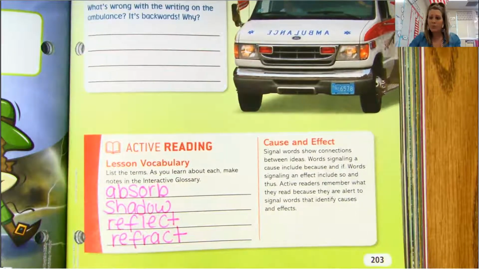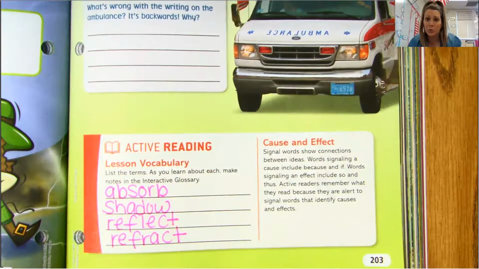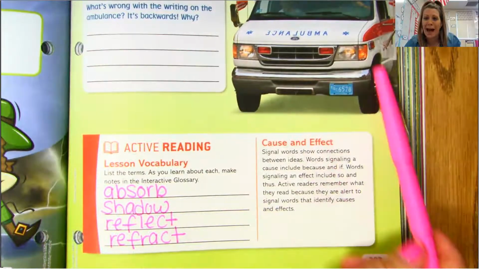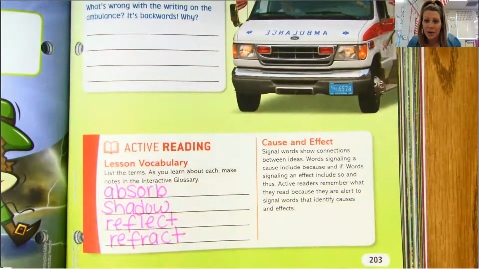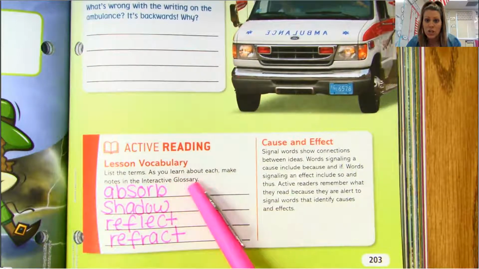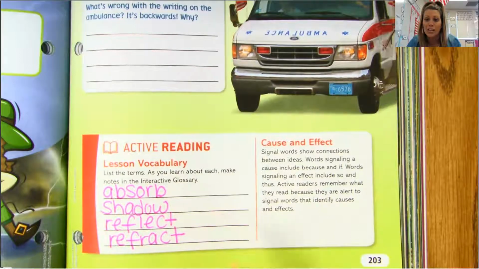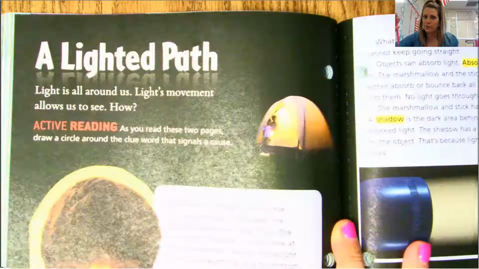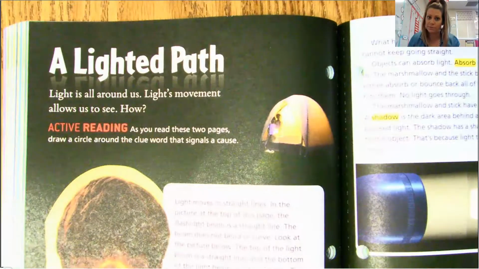Okay, so as we're reading and learning about how light moves, as we're reading and thinking about why the word ambulance is backwards on an ambulance, and now I know you're going to check too because I know I am when I actually see one. Are they all backwards? And why? We'll figure that out in a minute. And as we're reading, you will be hunting and thinking about these words. Say them with me. Absorb, shadow, reflect, and refract. All right, go ahead and turn to the first page, 204.